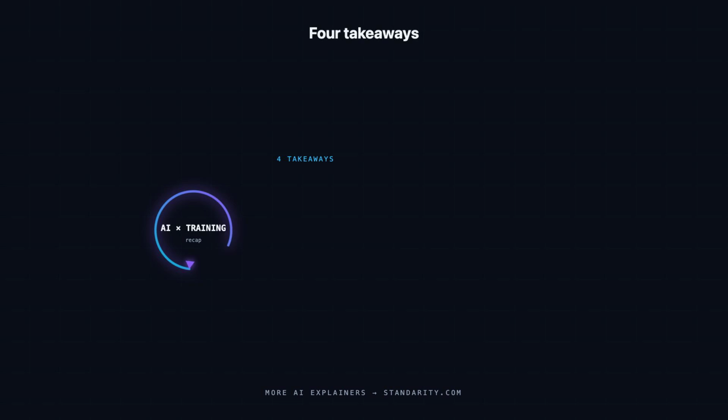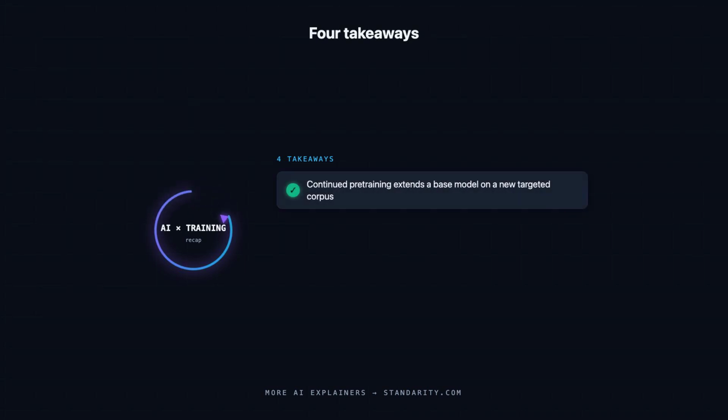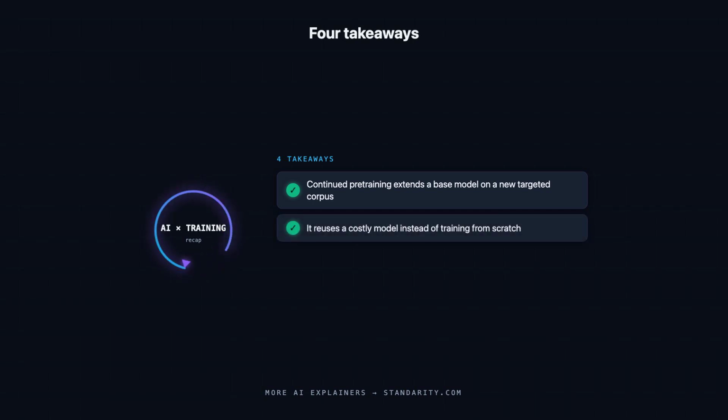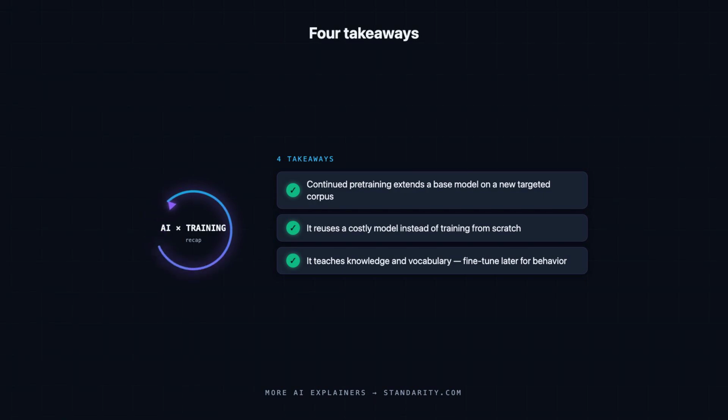Okay, let's lock in the essentials. Four of them worth keeping from all this. Continued pre-training extends an existing base model with more next token training on a new, targeted corpus of text. It reuses a costly pre-trained model instead of spending millions of dollars to train a specialized one from scratch. It teaches knowledge and vocabulary, not behavior, which is the key distinction from fine-tuning. So teams often continue pre-train first and then fine-tune later for instructions. Mix in general data to dodge catastrophic forgetting.